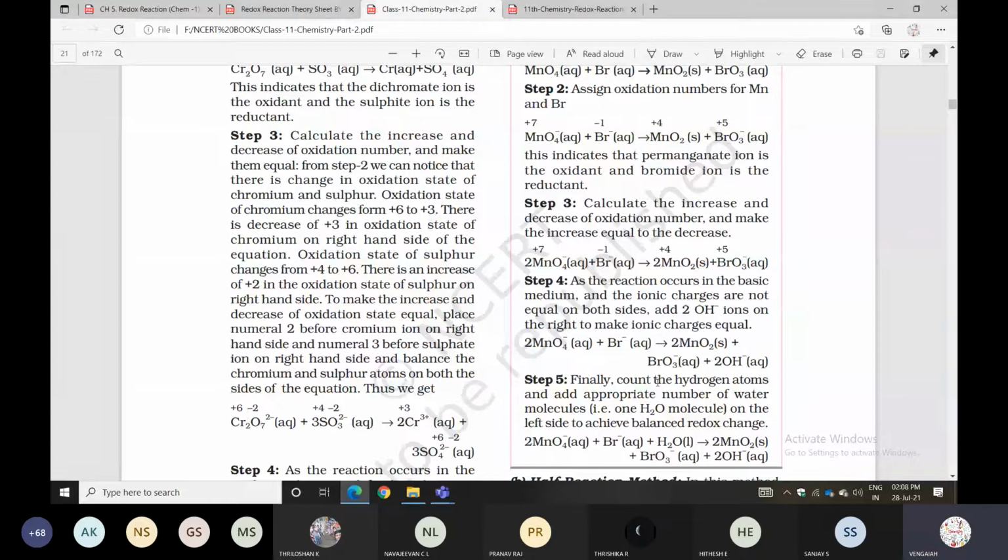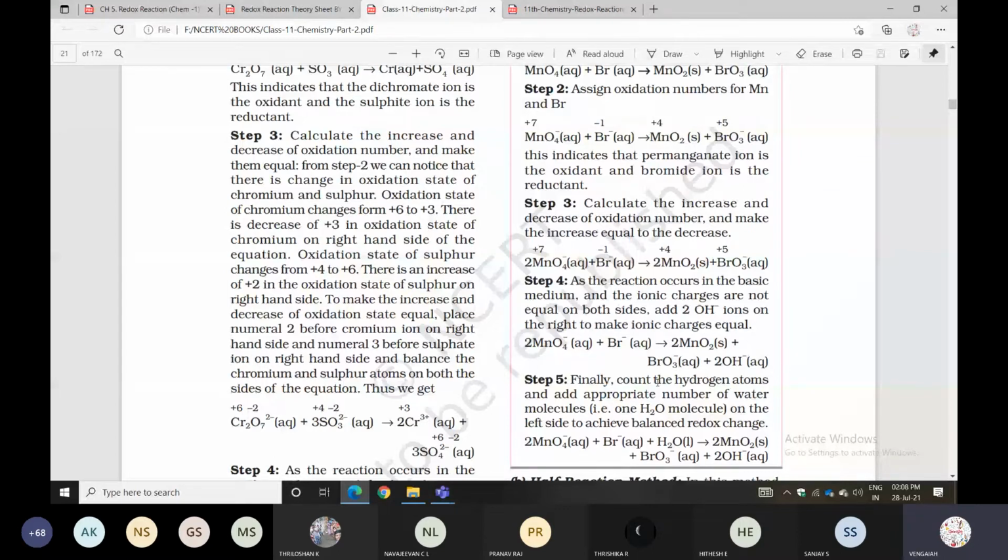Finally, count the hydrogen atoms and add the number of water molecules on the left side to achieve a balanced redox reaction. So to make it balanced, they add water molecules on the deficient side, that is, the side with fewer hydrogen atoms. Those are the conditions where you can add water molecules. That is the oxidation number method. Clear? Yes. Now you can go for the half reaction method.